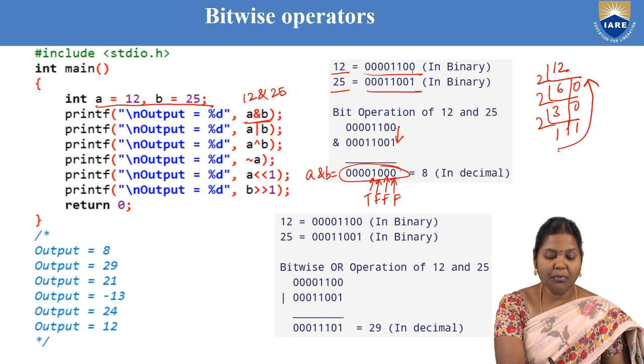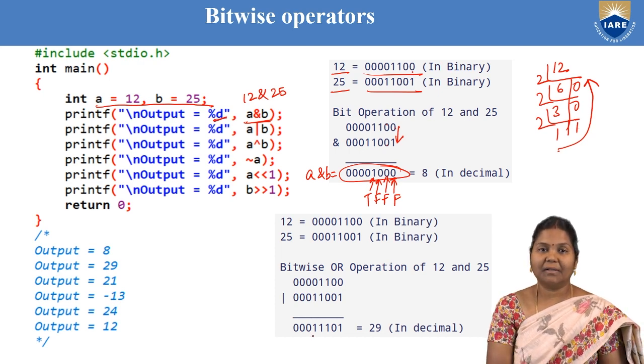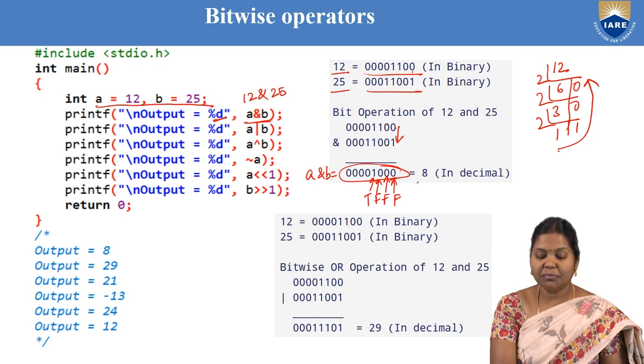Okay. But you want to print in decimal format. So, again convert it back. Binary to decimal conversion you do again, which is nothing but in decimal the value is 8. So, you got the output as 8.